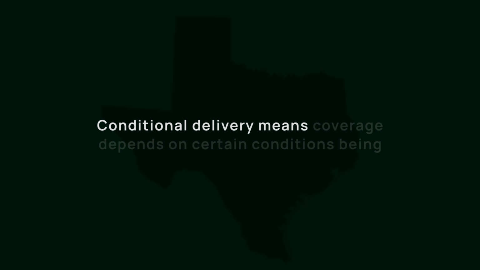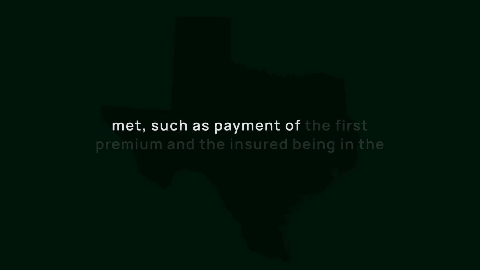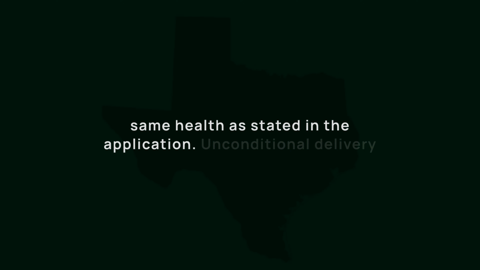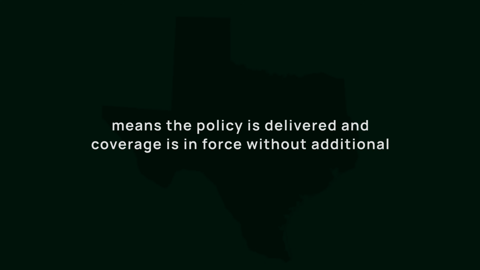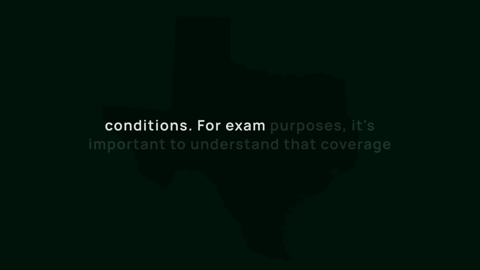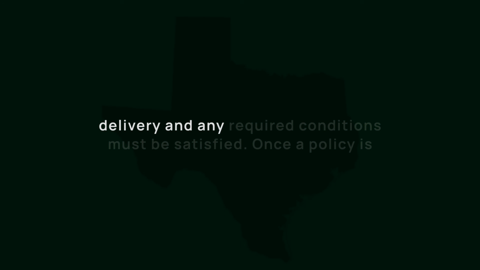Conditional delivery means coverage depends on certain conditions being met, such as payment of the first premium and the insured being in the same health as stated in the application. Unconditional delivery means the policy is delivered and coverage is in force without additional conditions. For exam purposes, it's important to understand that coverage does not automatically begin just because a policy is issued. Proper delivery and any required conditions must be satisfied.